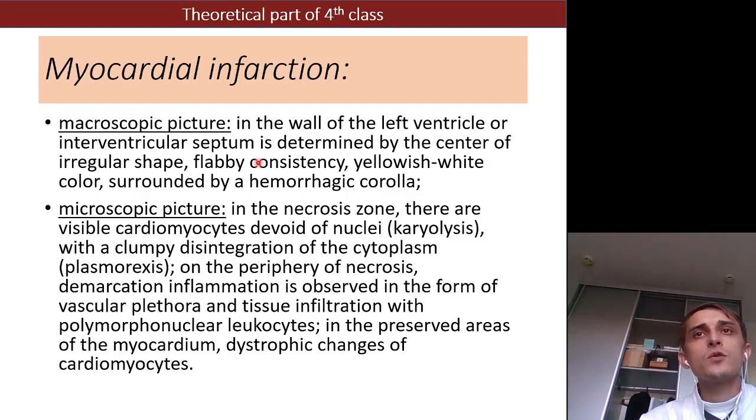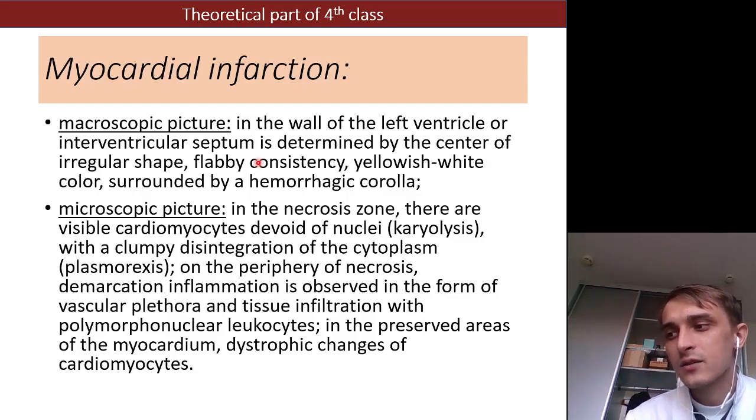In myocardial infarction, we may see macroscopically that in the muscles of the left or right ventricle there is a clearly demarcated area. The center of this area will be white, but on the periphery we will see accumulation of blood. And in the necrosis zone, there are a lot of cardiomyocytes without nucleus. The absence of nucleus is associated with the stage of karyolysis. It is really important to note that the stage of karyolysis happens only after 24 or 48 hours after the necrosis begins.